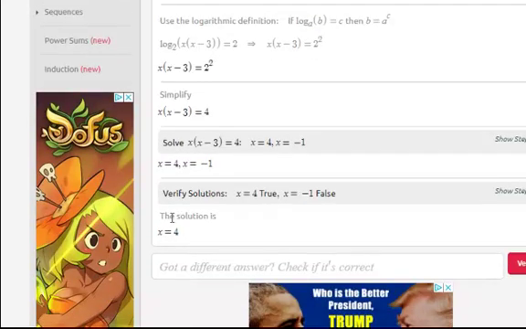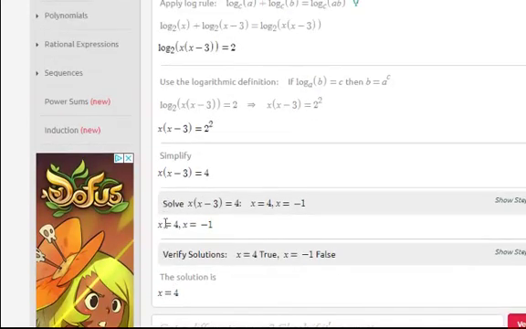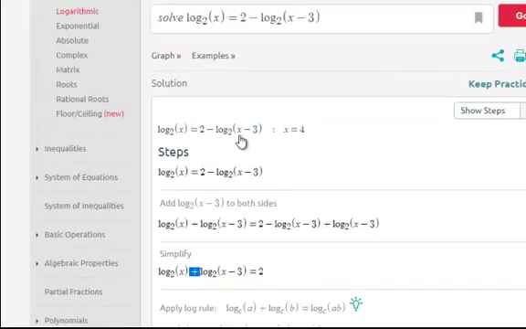and just like they say here, one of these is actually extraneous, so apparently the -1 doesn't work when you plug it back into the logarithm, but the 4 does. Let's see if that's correct. Yeah, that would be log of -1, and here would be log of -4, so that's not going to work. But log base 2 of 4 is 2, log base 2 of 4 minus 3, so log base 2 of 1 is 0, so 2 equals 2 minus 0, so it checks.